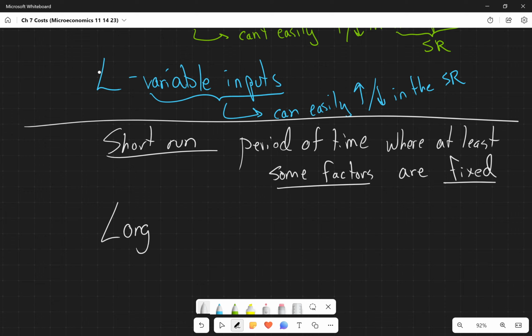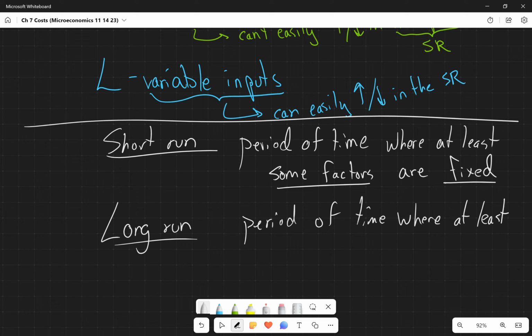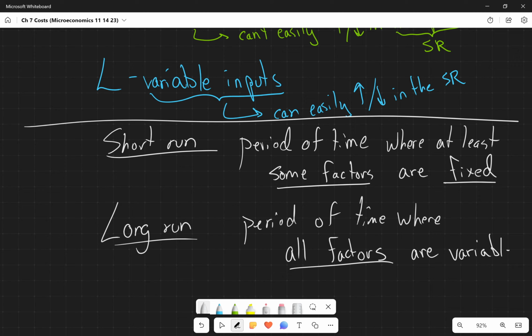In the long run is the period of time where, sorry, not at least, where all factors are variable. So we can adjust all of the factors in the long run. The short run is defined such that at least some of the factors are fixed and unadjustable.